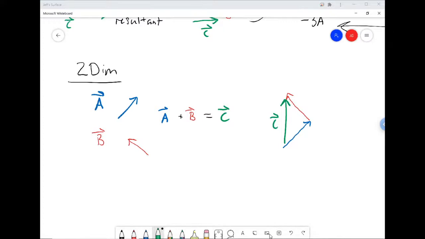Okay, so C is the resultant of adding A and B in 2 dimensions. And the graphical way of doing that is the same. Tip to tail. All right, tip to tail. And then you connect where you started to where you ended.